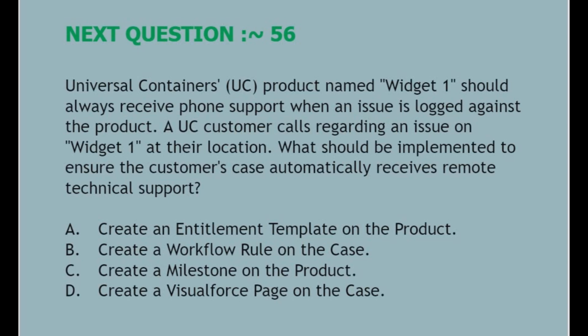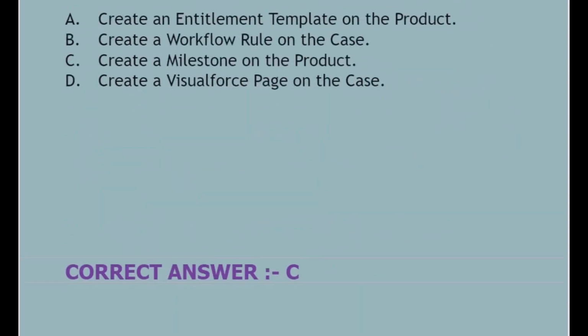Option A. Create an entitlement template on the product. Option B. Create a workflow rule on the case. Option C. Create a milestone on the product. Option D. Create a Visualforce page on the case. Correct answer is option C.